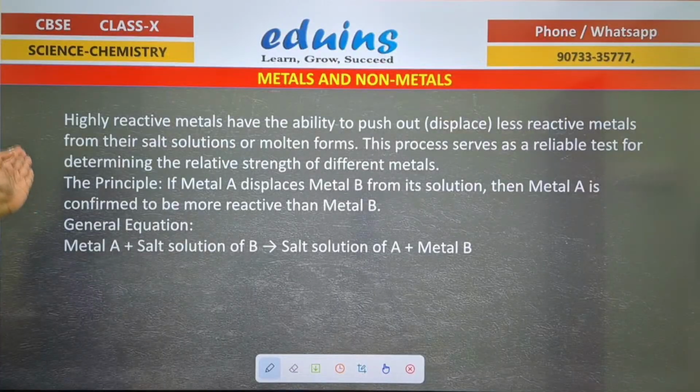Highly reactive metals have the ability to push out or displace less reactive metals from their salt solutions or molten forms. This process serves as a reliable test for determining the relative strength of different metals. The stronger metal can displace the other and take its place. If metal A displaces metal B from its solution, then metal A is confirmed to be more reactive than metal B.